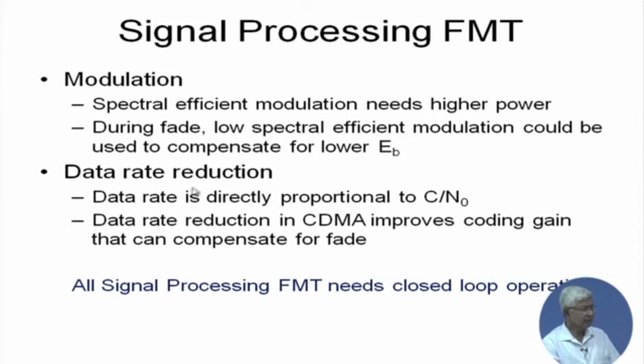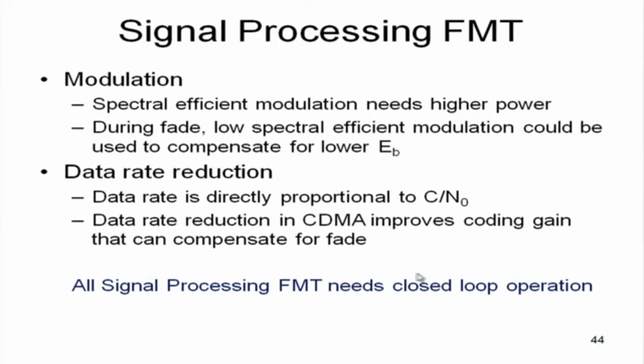Now all this signal processing, which includes the coding, the modulation and the data rate reduction, needs a certain closed loop operation, obviously, because the system is operating, let us say, between a hub and a remote terminal. Signal communication is operating, and the communication takes a fraction of a second, almost 250 milliseconds, going up and coming down one hop.